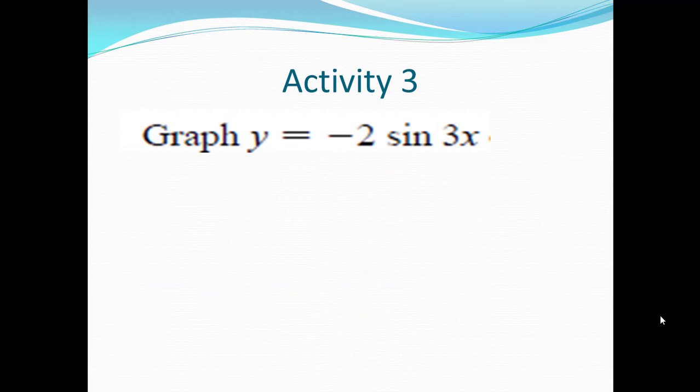Activity number 3: if I ask you to graph y equals negative 2 sine 3x, I will ask you here to get the amplitude. The amplitude of this function is 2. And what about the period? The period is 2 pi over 3. If I ask you about the range, it will be from negative 2 to 2, and both ends will be closed.